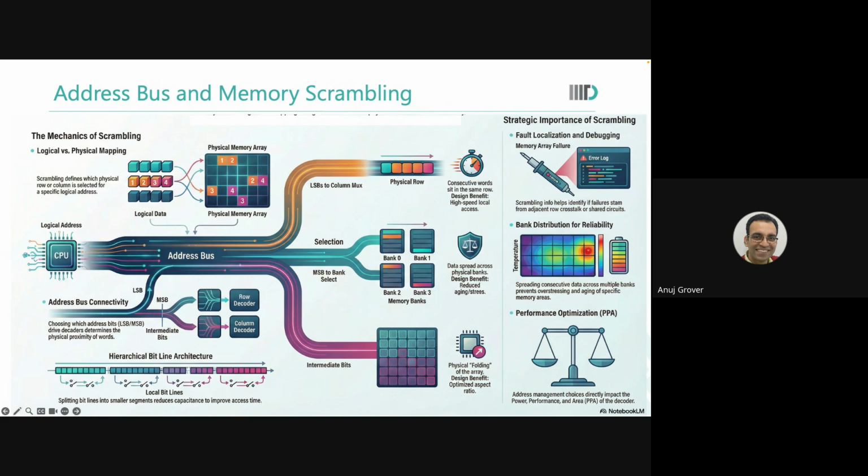Are you with me? Or maybe just the column changes. But how you will retrieve the information, from where you will retrieve the information, definitely changes. So one of the very key verifications that you have to do as a memory designer is that I wrote to location 1010. When I read, am I getting the right data back?